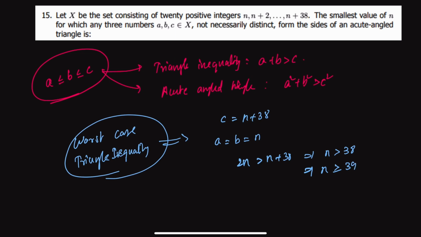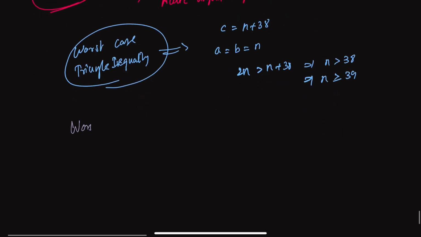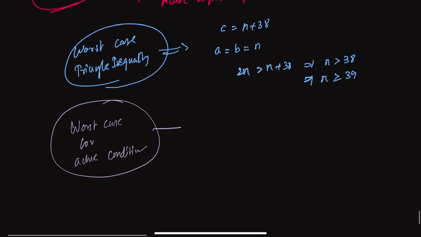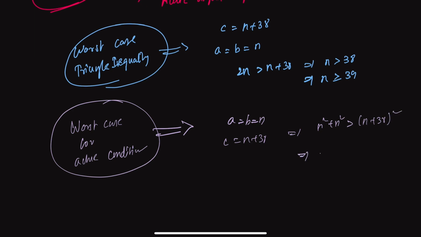On the other hand, consider the worst case for the acute condition. We have a equals b equals n, and c is n plus 38. So n square plus n square is greater than n plus 38 whole square. That means 2n square is greater than n square plus 76n plus 1444. So n square minus 76n minus 1444 is greater than 0.